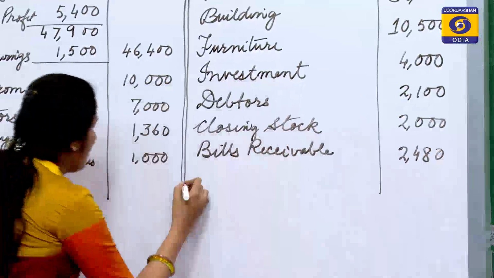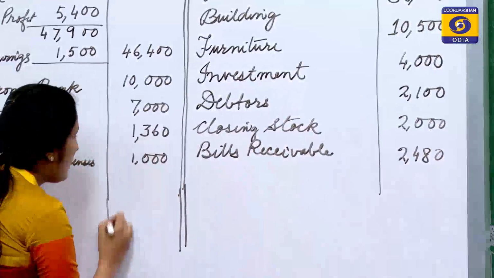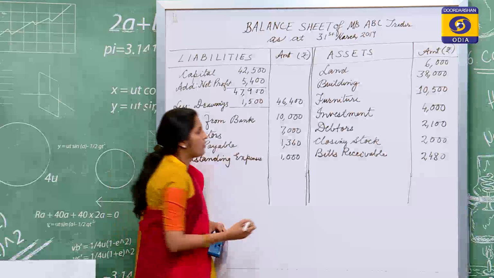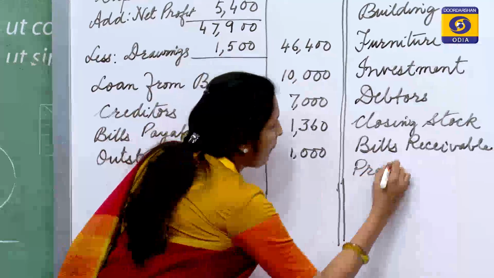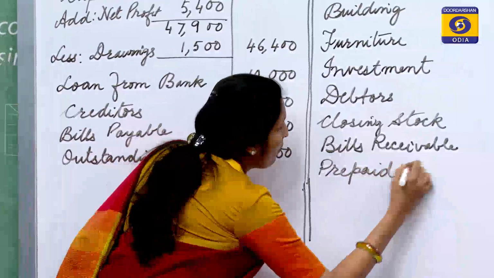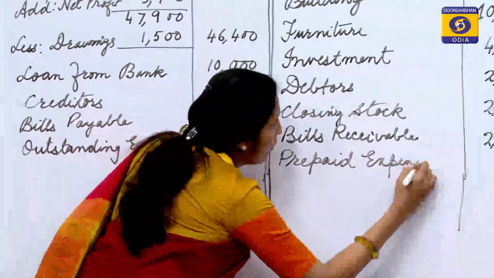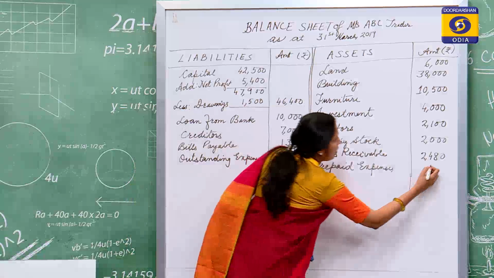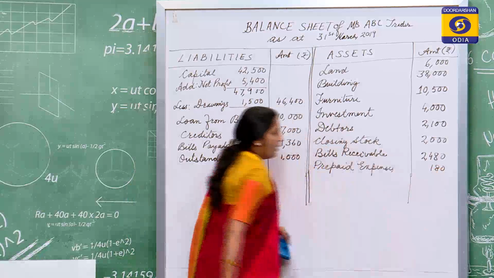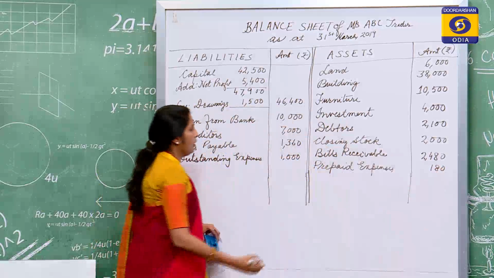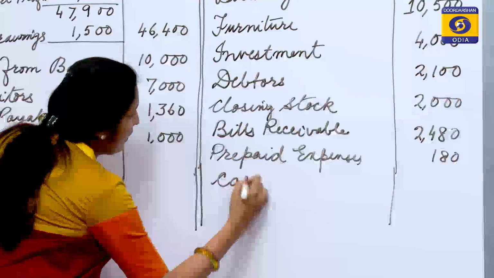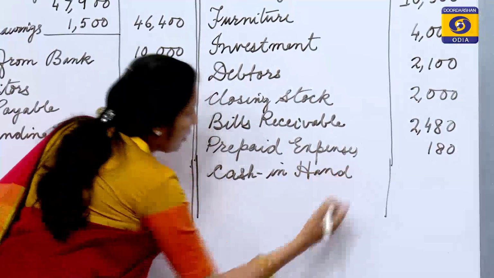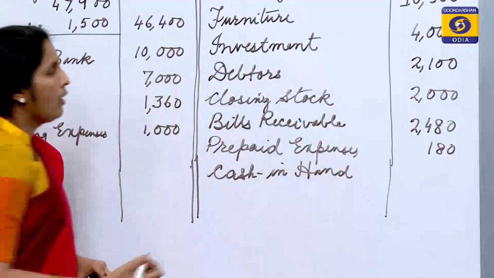So let me just increase the size, and then we have the next item on the asset side, prepaid expenses. Prepaid expenses, the amount given to us is 180. And lastly, we will have cash in hand. Cash in hand. It is on the asset side. Cash in hand amount given to us is 500 rupees.